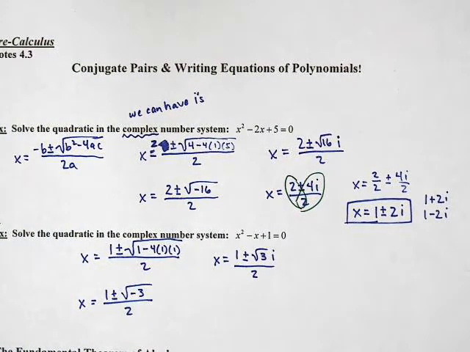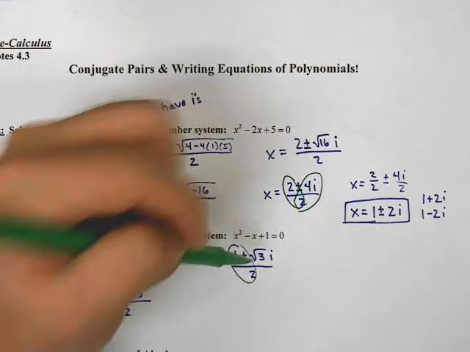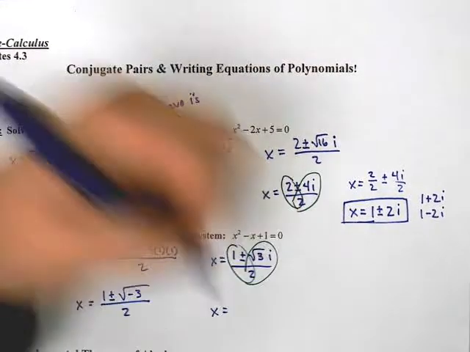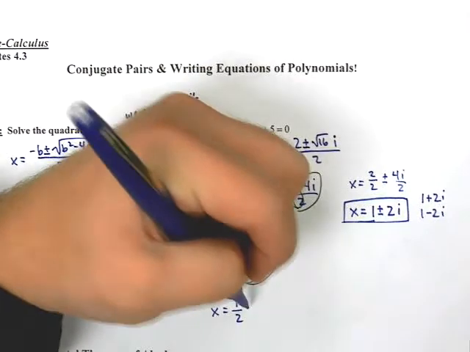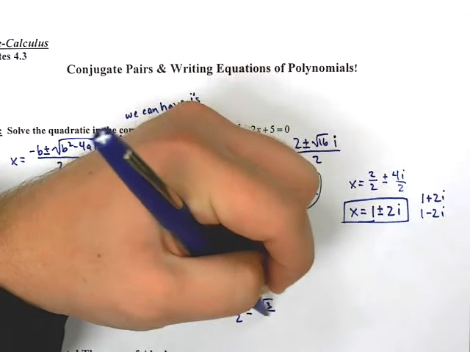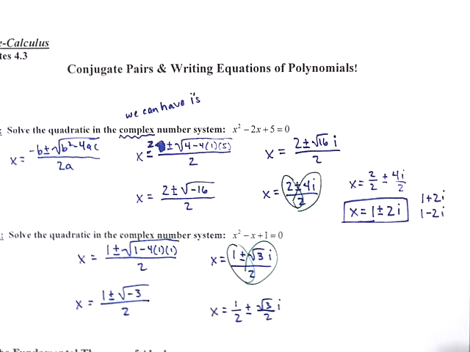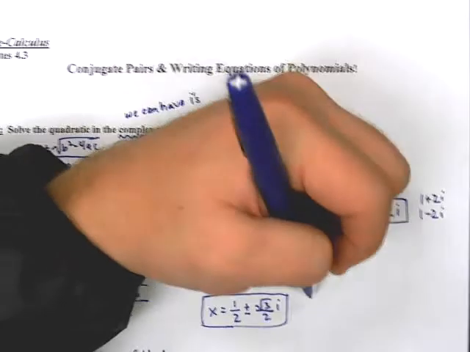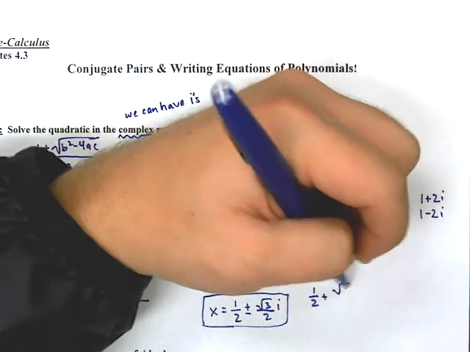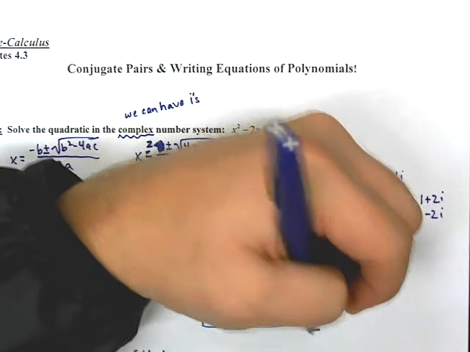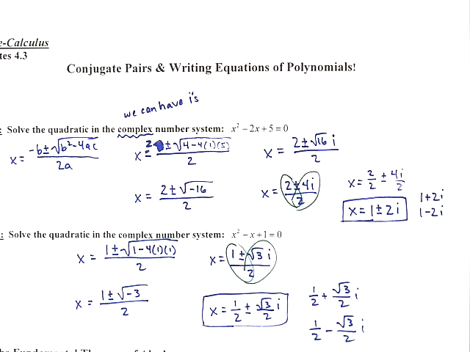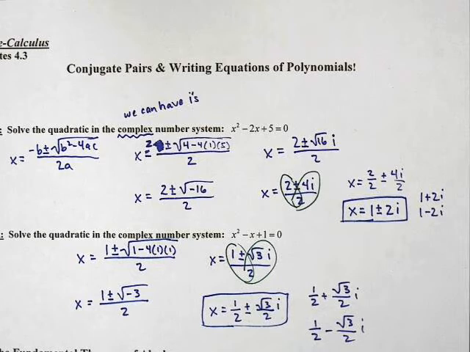The last thing I would do is circle, I want to see my answer a little nicer than this, and I'm going to say x is equal to 1/2 plus or minus root 3 over 2 i. So this is more than okay for an answer. I'm okay with that. If you want to separate it, feel free. Okay, easy enough, I hope. We're going to be doing this quite a bit, so this is good practice and good to know.